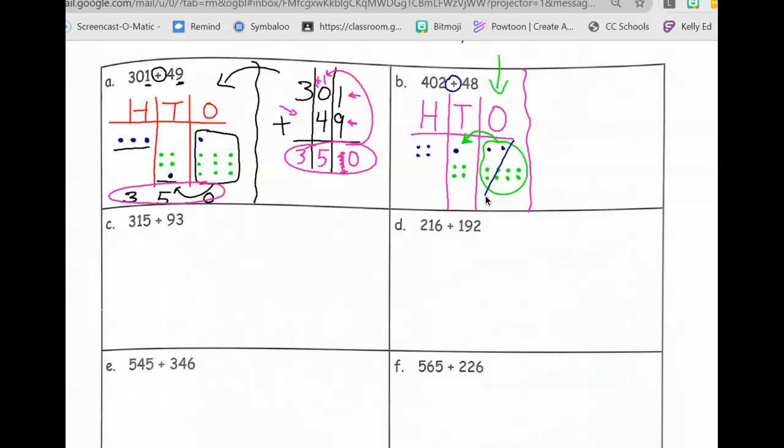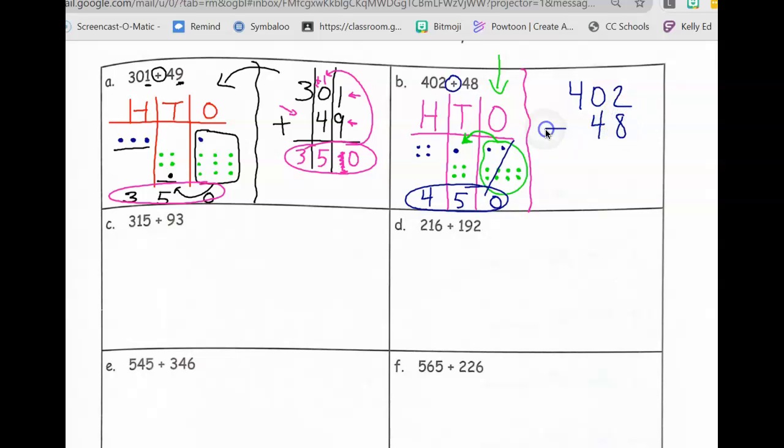Then I look and see, do I have any more areas that have 10? And I do not. So I'm going to go ahead and write down what I have. I have nothing left in the ones because I carried it to the bank. I now have 5 tens and I have 4 hundreds. That one didn't change. So 450. So let's see if we get the same answer going vertically. I'm going to write the same number down, 402 plus 48.